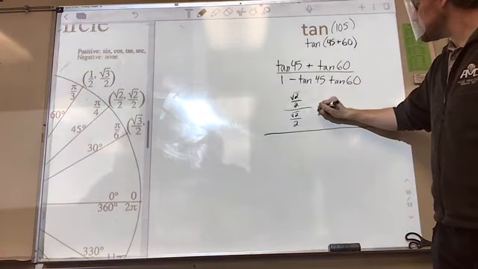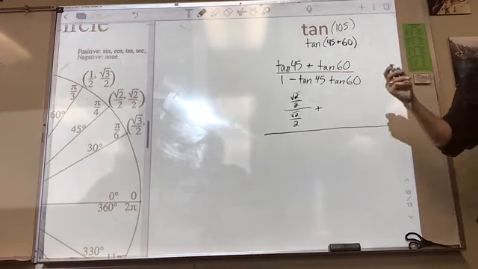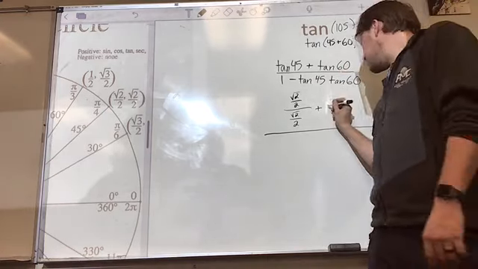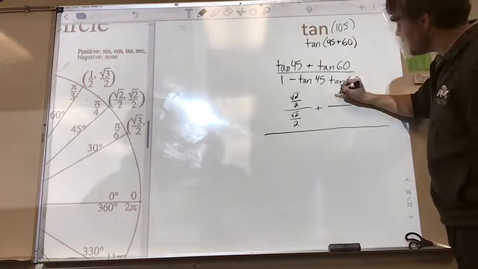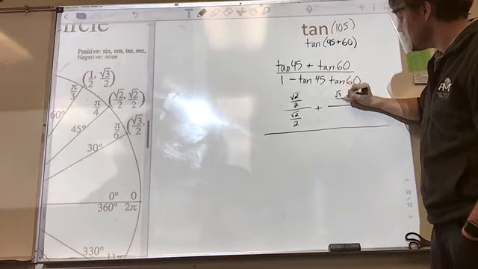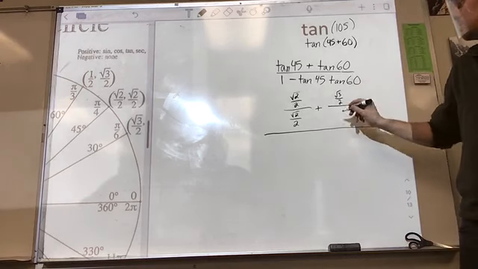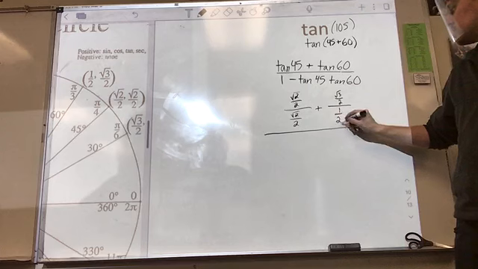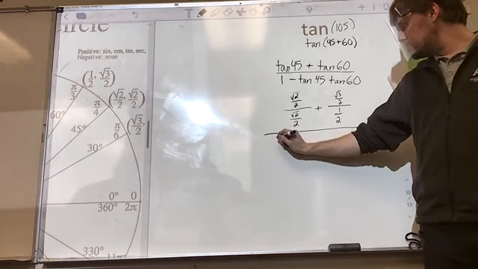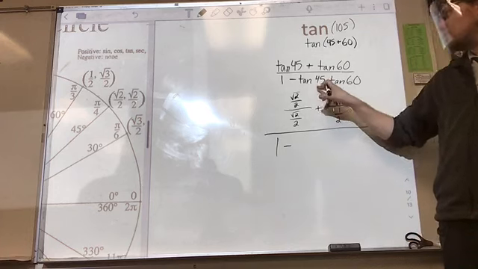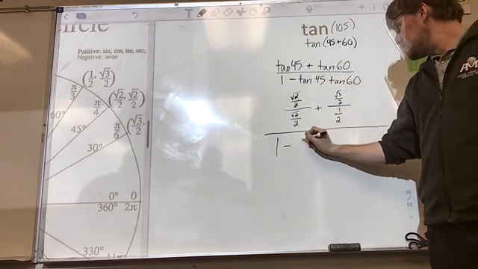Okay? Plus tangent of 60. Tangent is y over x. So what's your y value at 60? Root 3 over 2. And what's your x? 1/2. On the bottom we have this 1 that doesn't even need a unit circle. We already figured out tangent of 45. What's tangent of 45? 2 over 2.